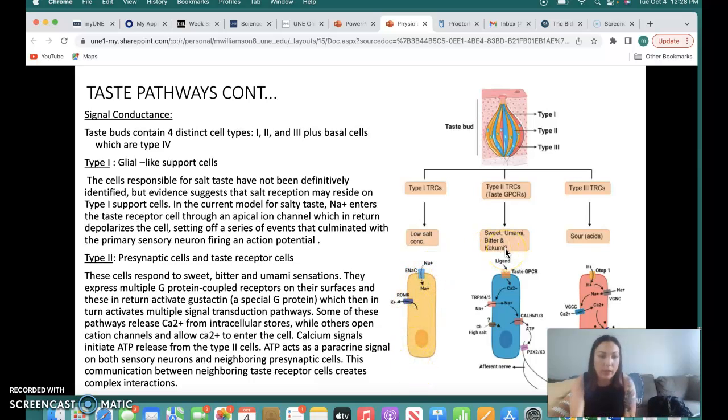Now we'll move on to type 2, which are presynaptic cells and taste receptor cells. These cells respond to sweet, bitter, and umami sensations. They express multiple G protein coupled receptors on their surfaces, and these in turn activate gustducin, which is a special G protein, which then in turn activates multiple signal transduction pathways. Some of these pathways release calcium from intracellular stores, while others open cation channels and allow calcium to enter the cell. So we're talking about here.